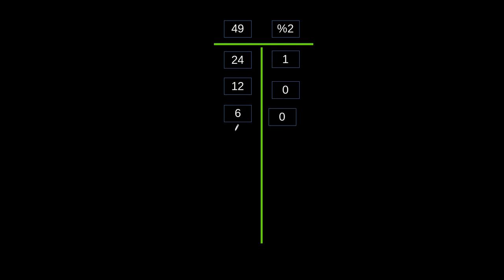Now 6 divided by 2 is 3, and 3 mod 2 is 1. What happened here? I'm saying 6 divided by 2 is 3.